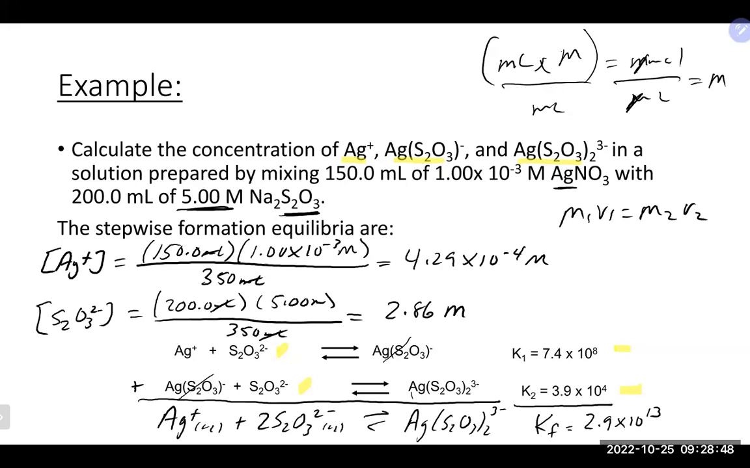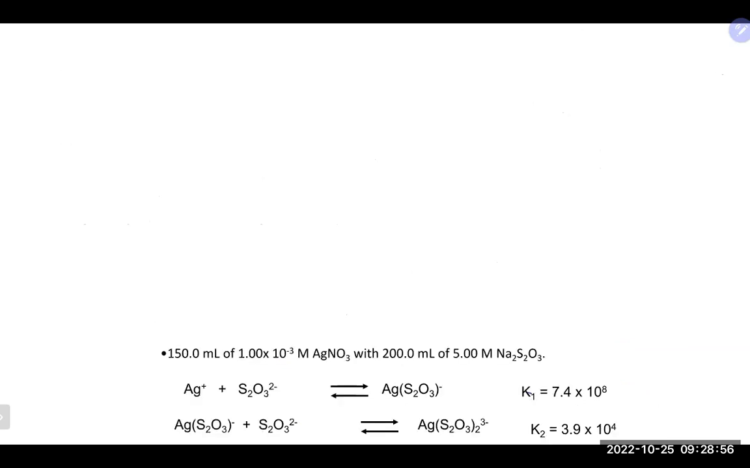Okay, so now we have that. We'll do our little ice table like we did before there. So we'll flip a page here maybe. So taking our overall reaction here, which was a silver ion plus a couple of these ligands, making our complex ion.